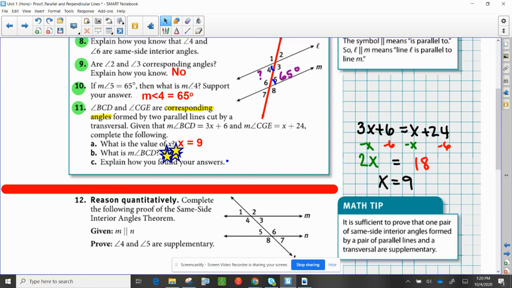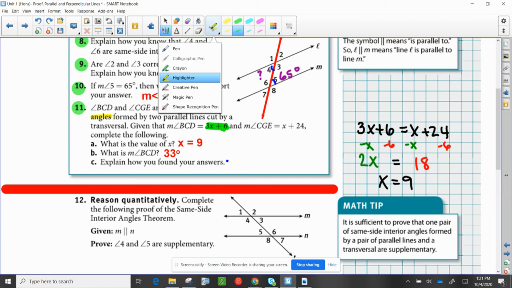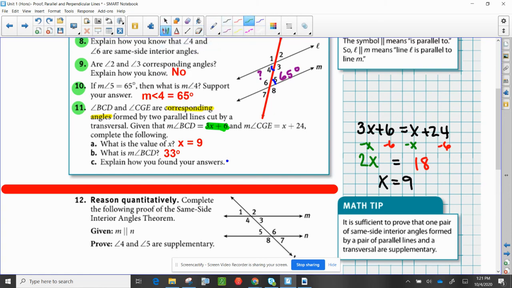So now let's answer question B. If x is 9, what is the measure then of angle BCD? So what is the measure of this angle? Well, I got that it was 33 degrees. So what we just did is we took our value that we just got for x and substituted it in. So 3 times 9 is 27, plus 6 gives me 33 degrees.